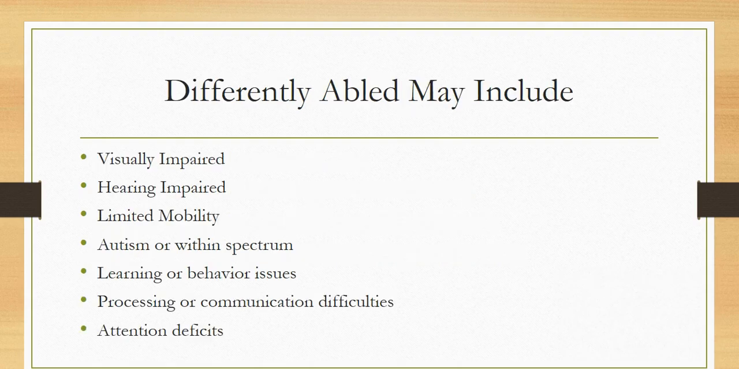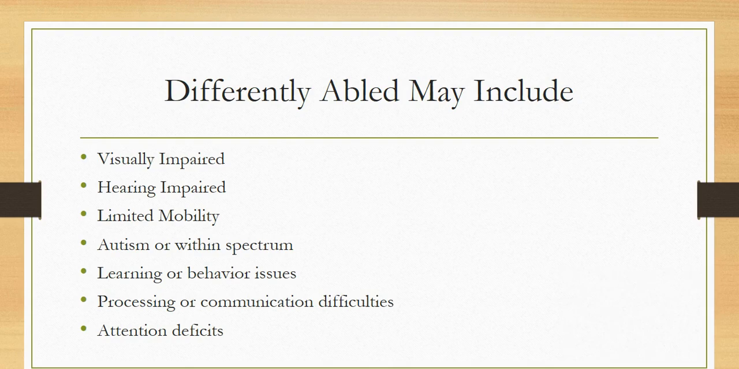Some of this might be obvious, but this is just a list of some of the different abilities that you might run across. Of course, visually impaired. I have taught visually impaired students. I have one student whose worksheets or text I have to blow up. I go back to the copier and make them 126% because she has a visual impairment. I do that almost every day.